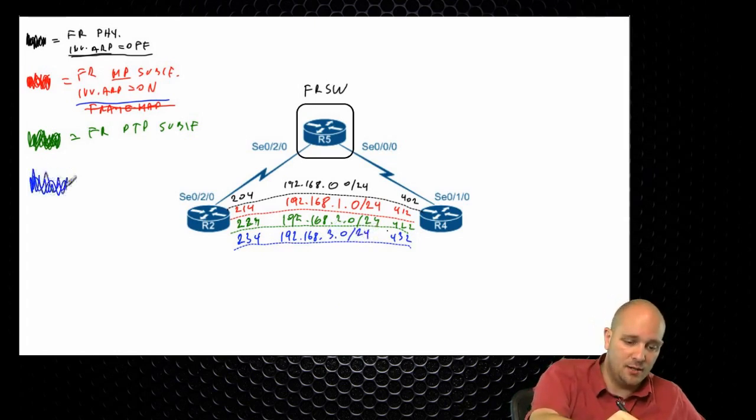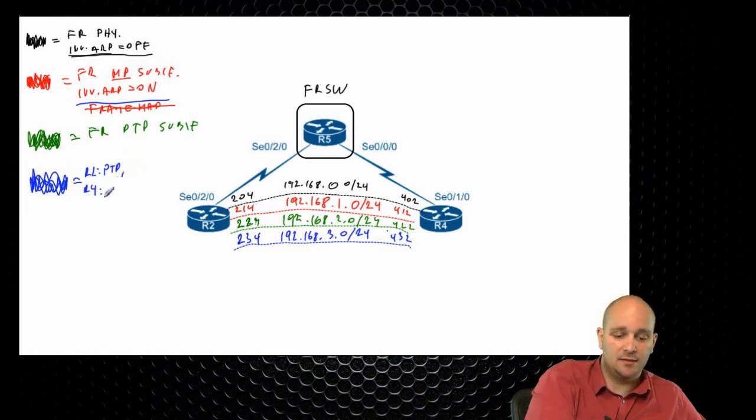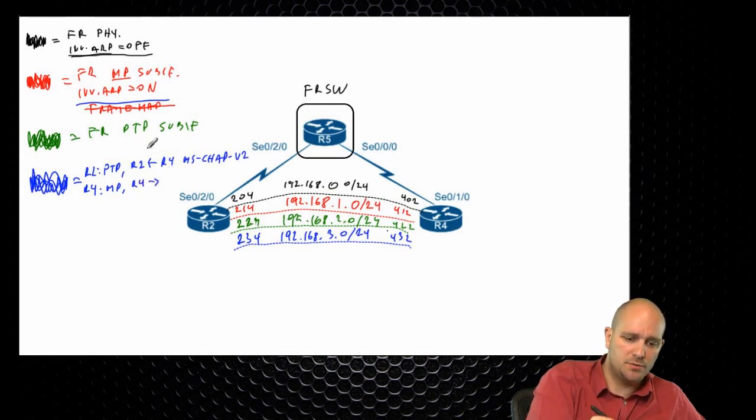On this side, I'm going to have a slightly different setup on R2 and R4. On the R2 side, I want to use a point-to-point subinterface, and on this side, I want to use a multipoint subinterface. Now, I want R2 to authenticate R4 using MSCHAP version 2, and I want R4 to authenticate R2 using EAP.